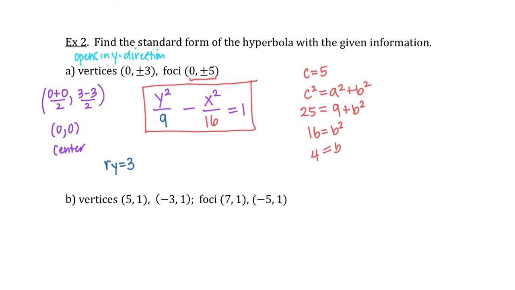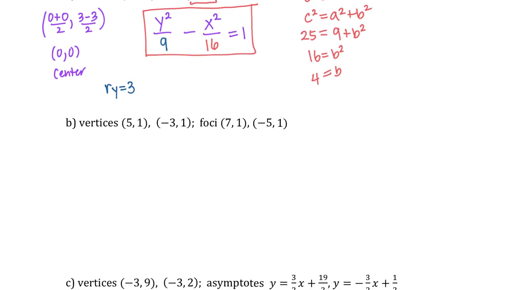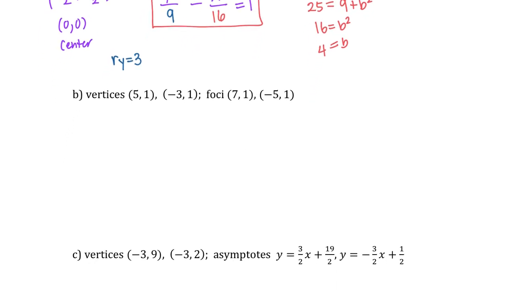Let's try a couple more using different information. Okay, let's see, B, they give me the vertices and the foci again. That seems reasonable. Okay, it is a hyperbola because it told me it's a hyperbola. Let me see if it's opening in the x or y direction. Okay, the vertices are at 5, 1, and -3, 1. Okay, so the y value is not changing. Only the x value is changing, which tells me this is opening in the x direction.